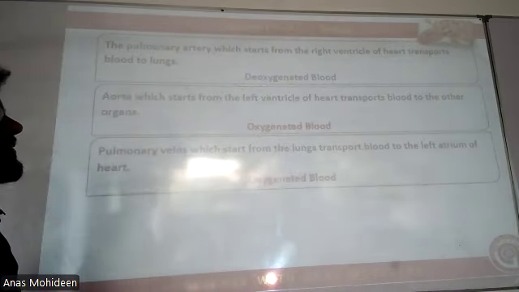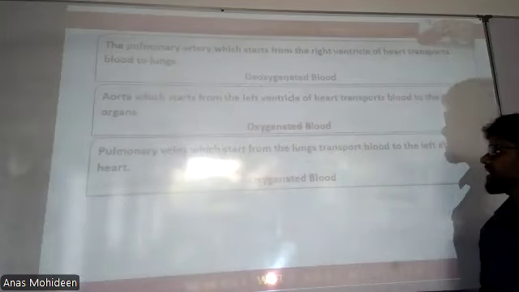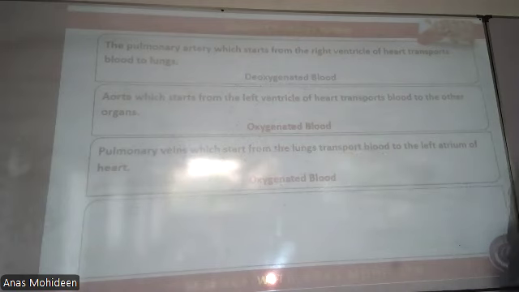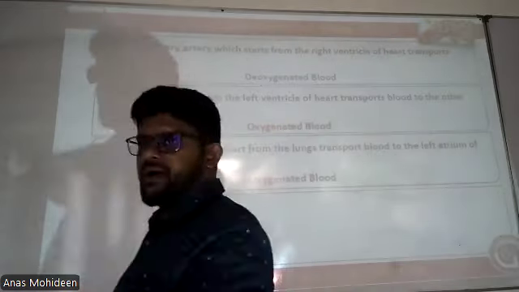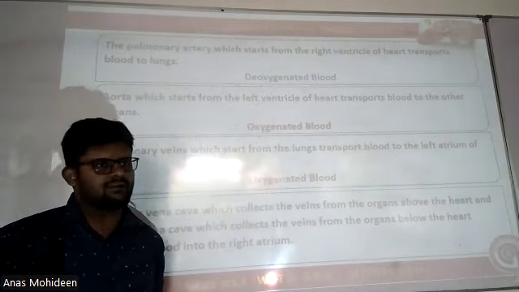Pulmonary veins, which start from the lungs, transport blood to the left atrium. So that is oxygenated blood. From the lungs to the heart, to the left atrium, it is carrying oxygenated blood.